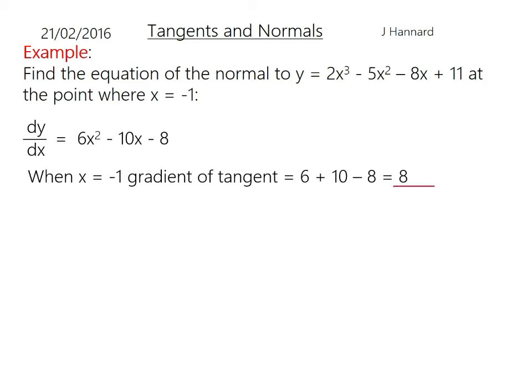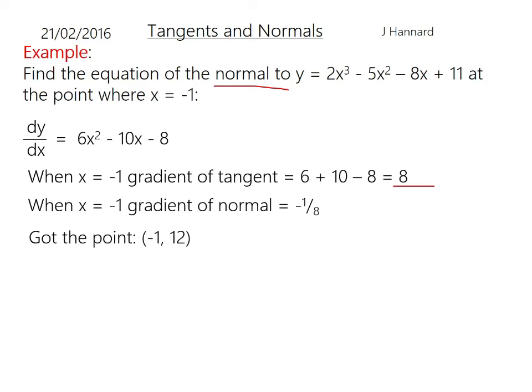But remember, we don't want the tangent, we want the normal. So we do the negative reciprocal of that, which is minus an eighth. We've got the point. I've just put minus 1 through and got 12. You would have done the exact same thing. Let's do it now. So you get 2 minus 1s, which is minus 2. Minus 5 1s, so it's going to be minus 7. Minus 8 minus 1, so it's going to be plus 8, so it's going to be plus 1. And plus another 11 there, you get 12. So I was right.